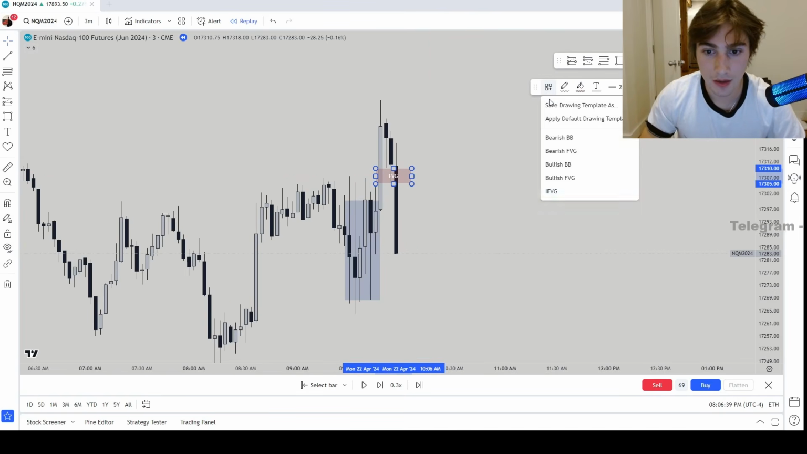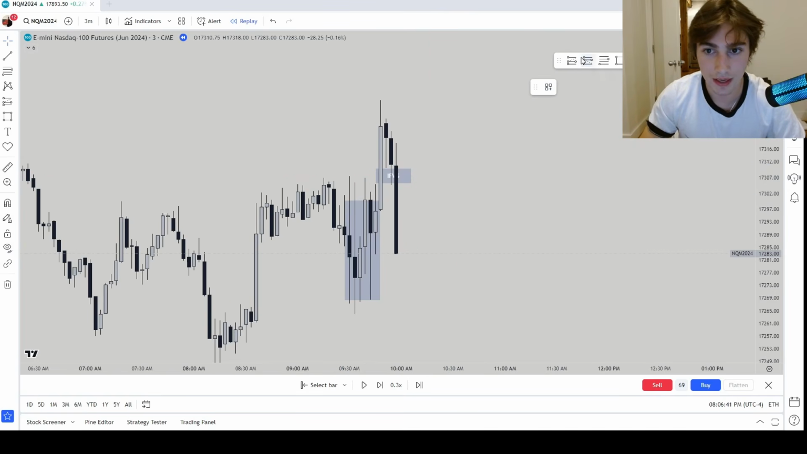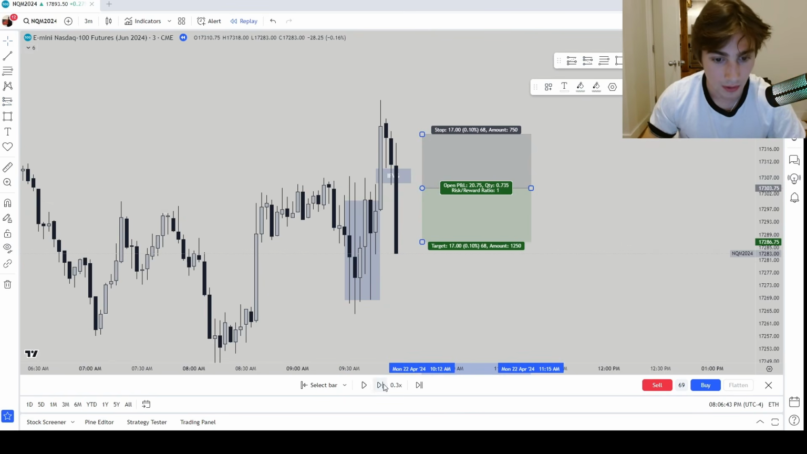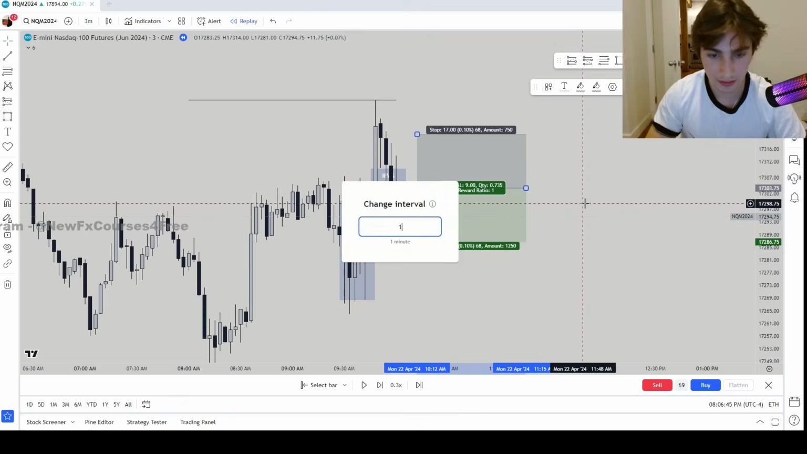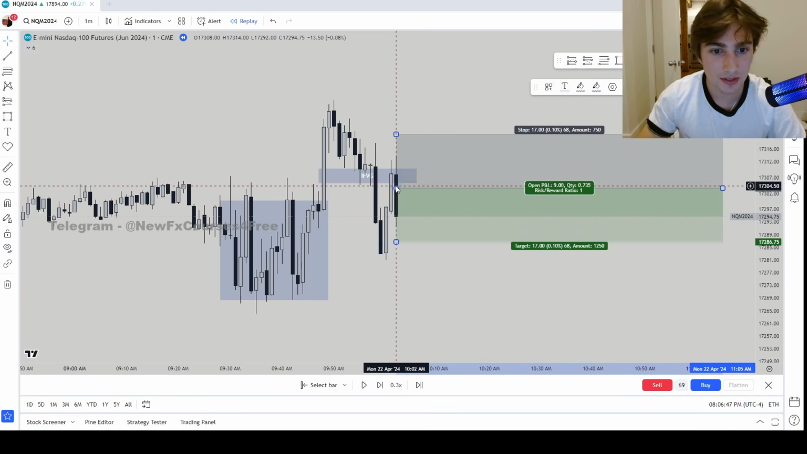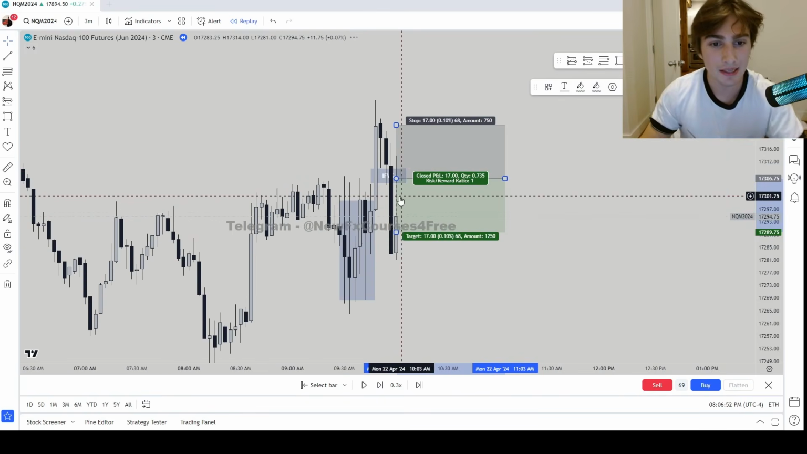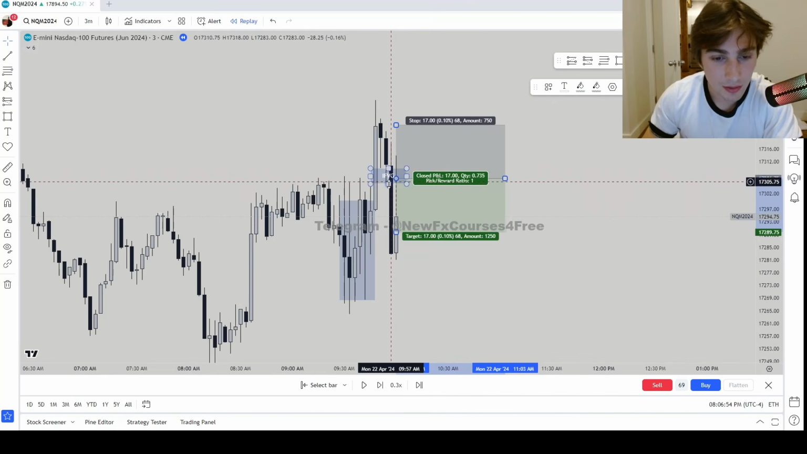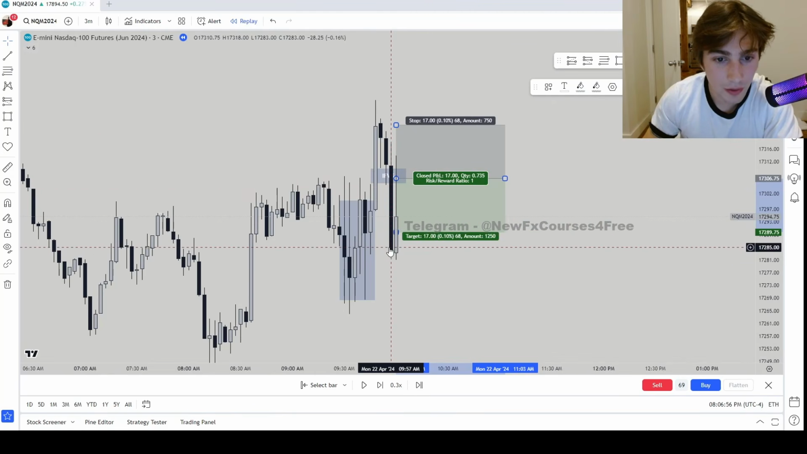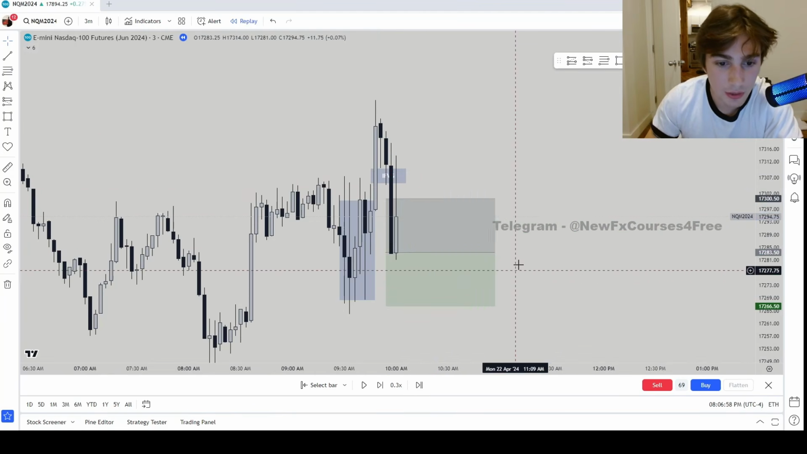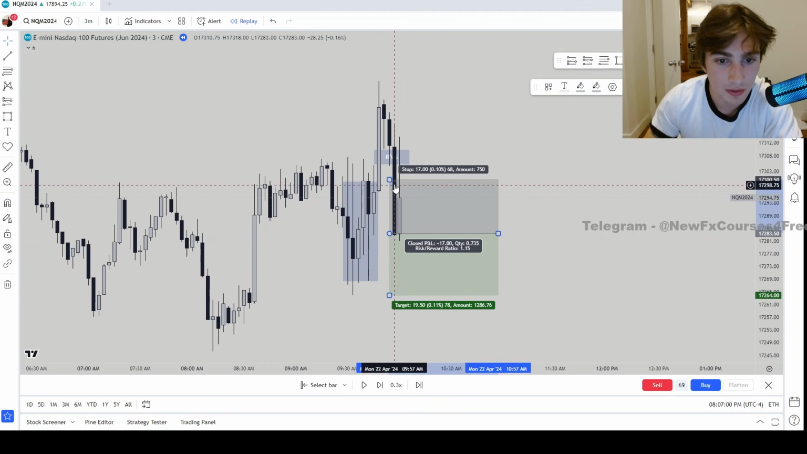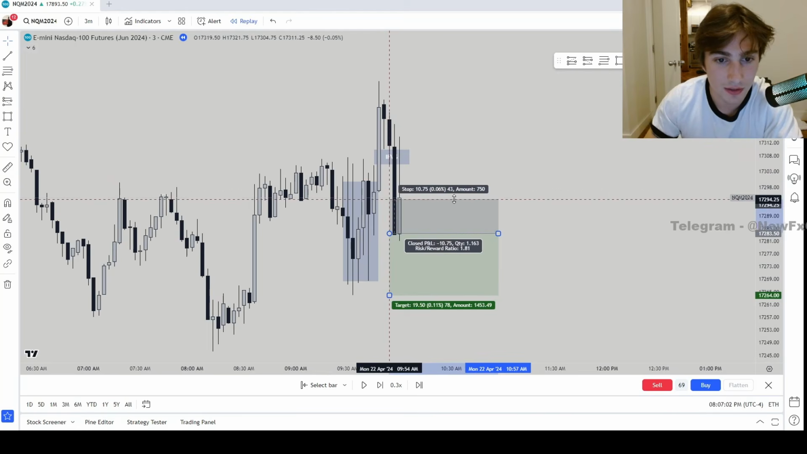So obviously, we see that price inverses this 3 minute. We tap back into this 3 minute inversion right here. Considering that this candle inverses the 3 minute so far ahead, obviously you're not going to market order down here because you're not going to get good risk to reward. It doesn't make sense. You're going to get bad RR.